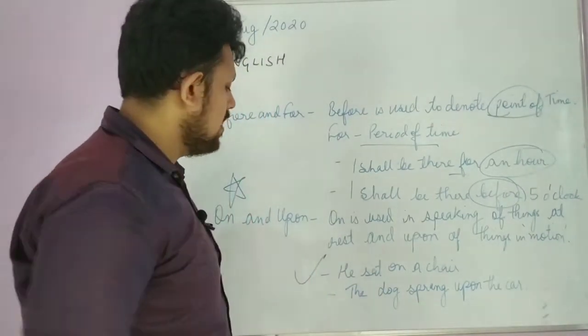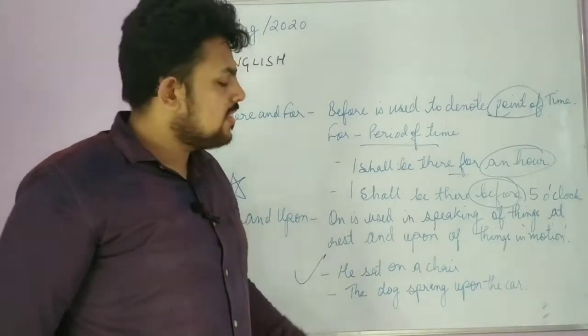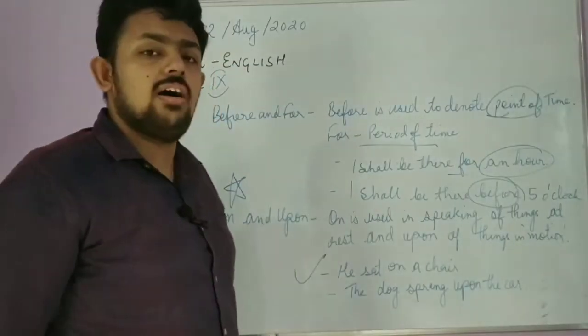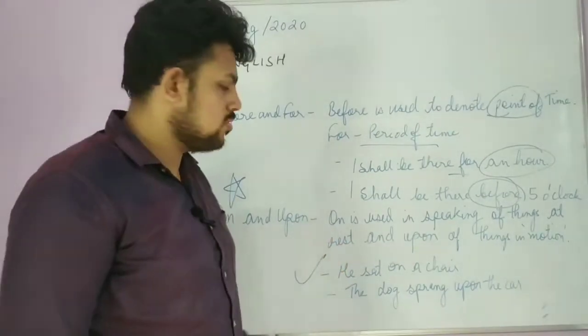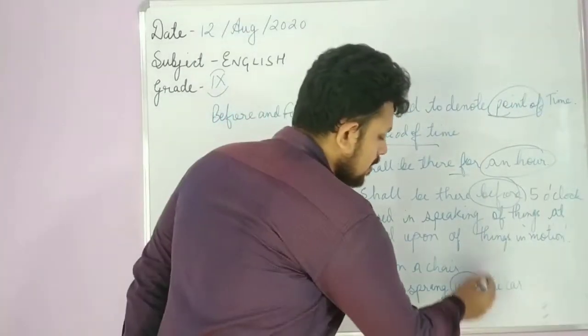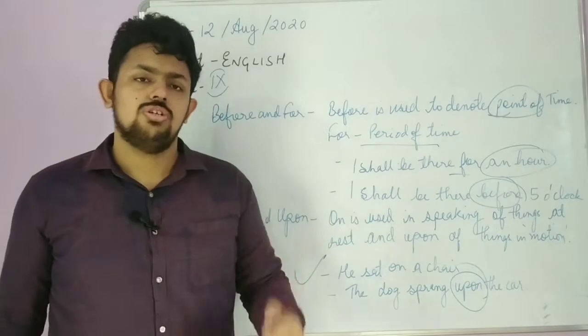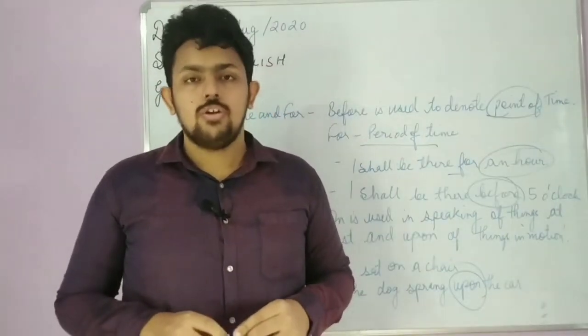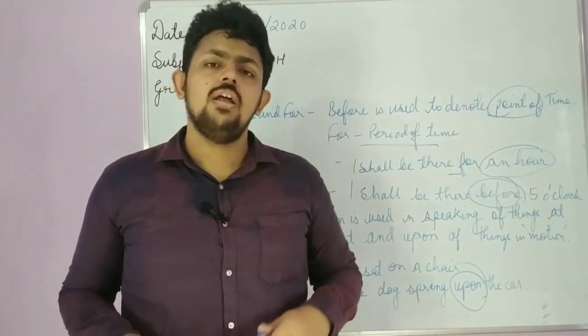It can't move. While the other, see, the dog sprang. The dog jumped upon the car. Jumped on the car is wrong. So you will put upon the car because the car is in motion. So where to use on? When the things are at rest. Where to use upon? When the things are in motion.